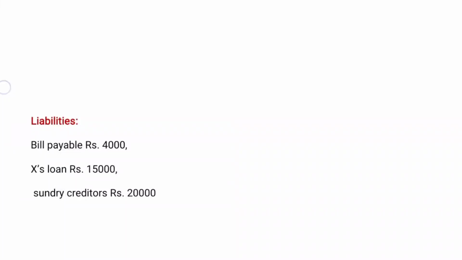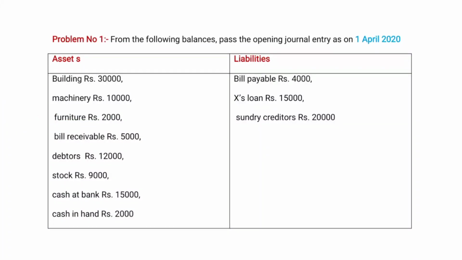Now we are going to pass the journal entries or opening entries for this given data. Before preparing the opening journal, we can change the format of the question to look like this: assets on one side and liabilities on another side. This format is simple to understand. Now we are going to prepare or pass the journal for the opening journal entry.